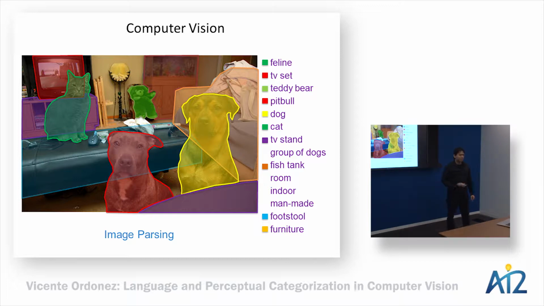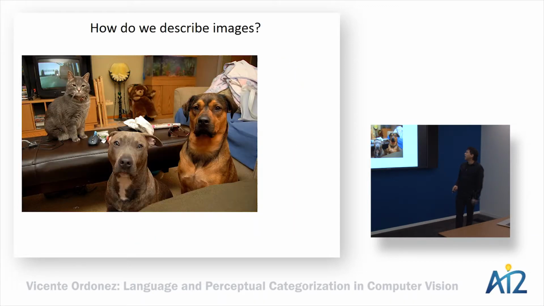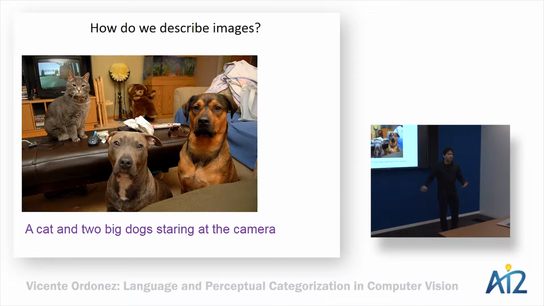So how do we actually describe, this is called image parsing, how do we actually describe images? And the answer is using language. If you were to describe this picture right here, maybe this is some plausible explanation that you would give for this image: a cat and two big dogs staring at the camera.